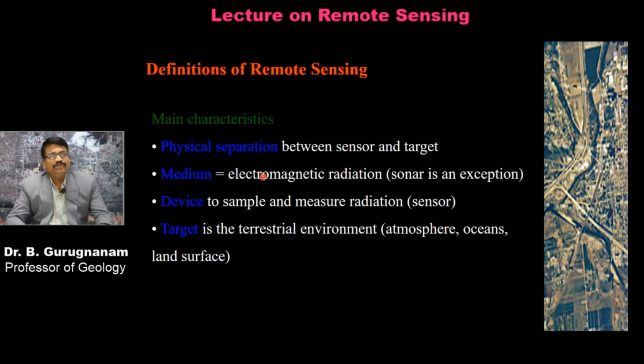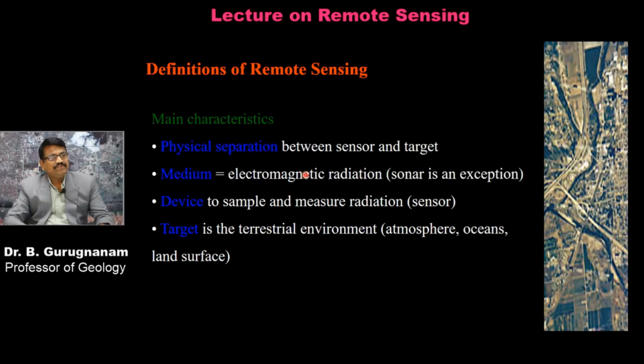Between satellite and Earth the medium is electromagnetic radiation, that is, the energy given by the sun; sonar is an exception. We normally say that the backbone of remote sensing is the sun. Without the sun you cannot imagine it; if you are not getting any energy, you cannot get reflection, radiation, emission or transmission, nothing. This science would not exist. The device to sample or measure radiation is called a sensor, and normally we use sensors in the satellite.